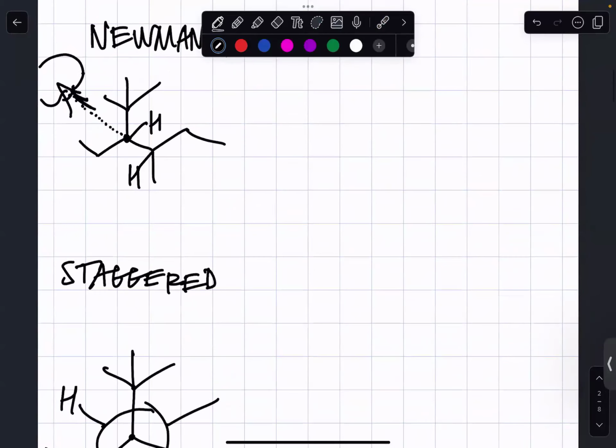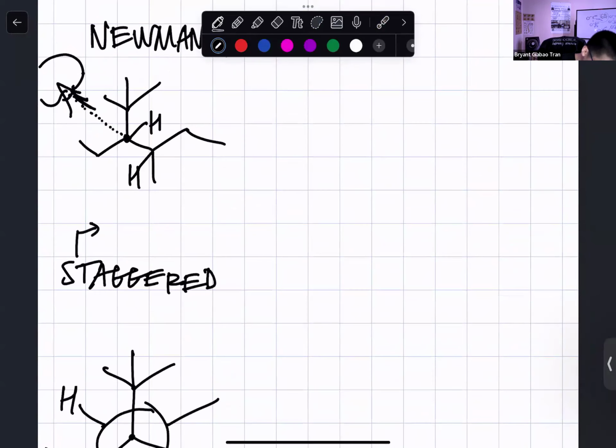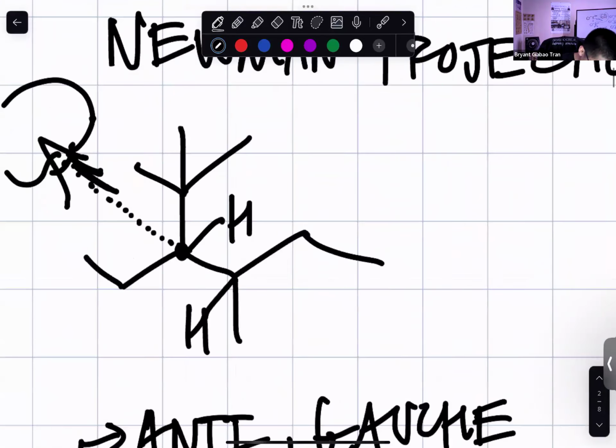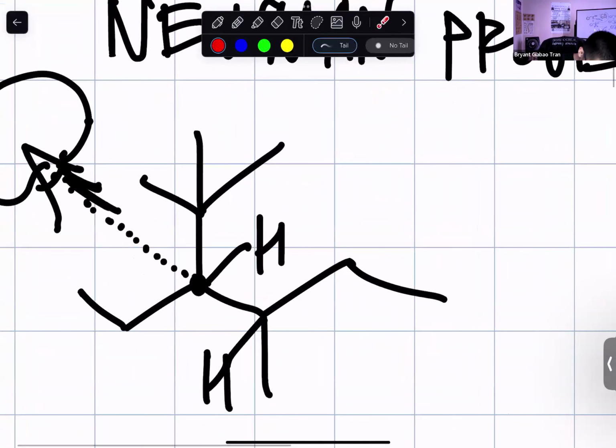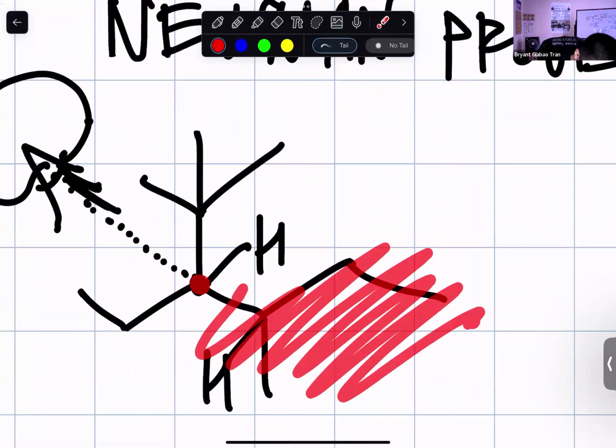And there's 2 types of staggered conformations that you need to know, 2 specific types. There's the anti-staggered, and there's the gauche staggered. Okay, so to determine which one we have, look at the first carbon here. Ignoring the back carbon groups, what's the bulkiest group out of the 3?